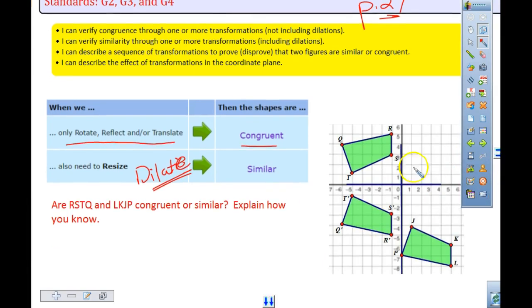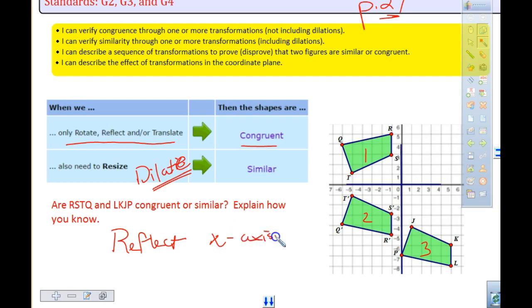So I want you to number these figures as 1, 2, and 3 right now. We're on page 27. Number them 1, 2, 3. As I look at those, how do I get from 1 to 2? What does it look like I have to do? Reflect. So in your homework tonight, you're going to have to be a little more specific than just reflecting. We're actually reflecting over the x-axis. And if I do that, it gives me right on top of this.